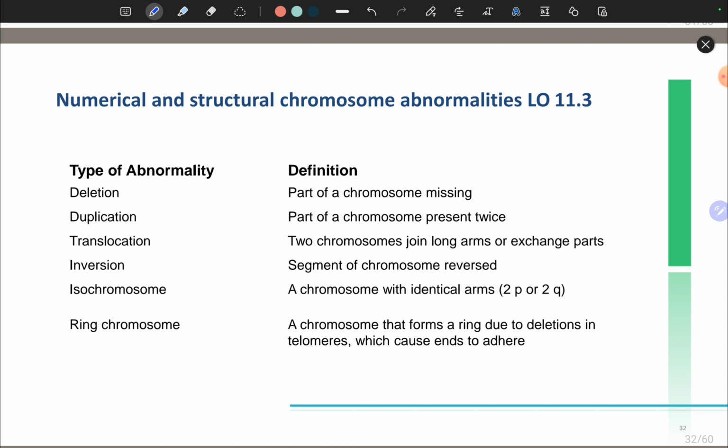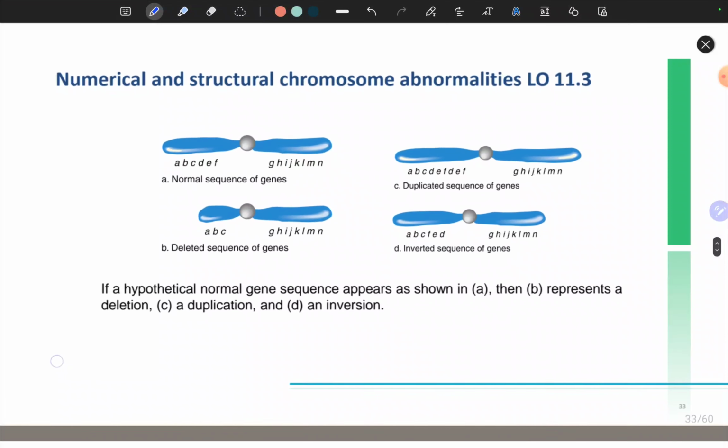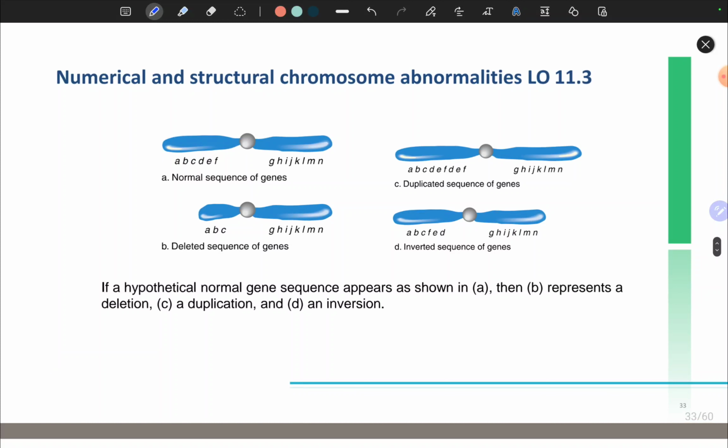We have isochromosome, a chromosome with identical arms, 2 P's or 2 Q's, we have pictures of that, and the ring chromosome, which, from its name, its shape is a ring structure, it's like a bracelet. So this is just a hypothesis. I have put this one, later you will look very carefully.